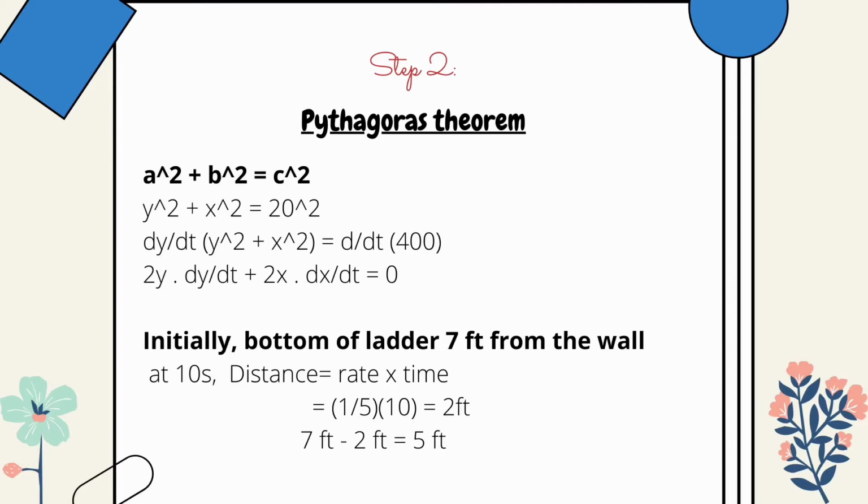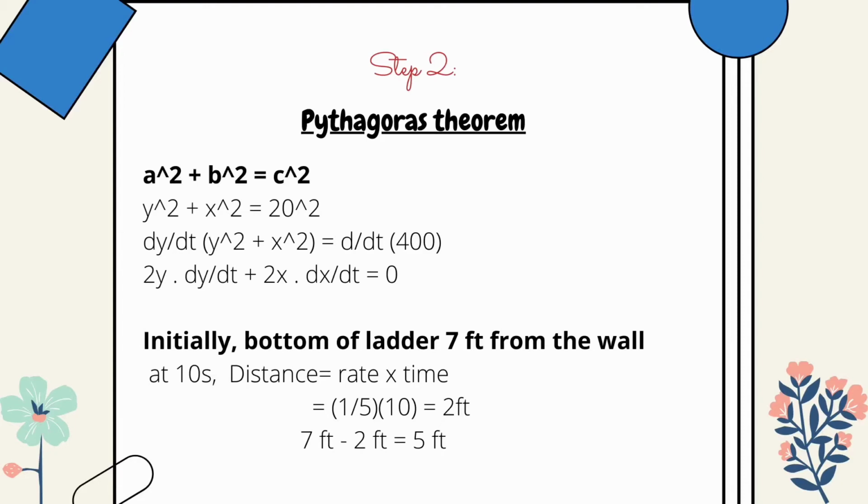From the figure that we have drawn, we know that this question is related to the Pythagoras theorem. As we all know, the equation for Pythagoras theorem is a squared plus b squared equals c squared. Therefore, we can substitute the information given into the equation and differentiate the equation.